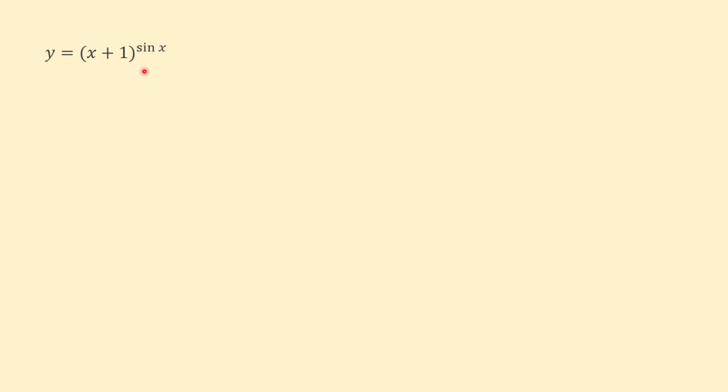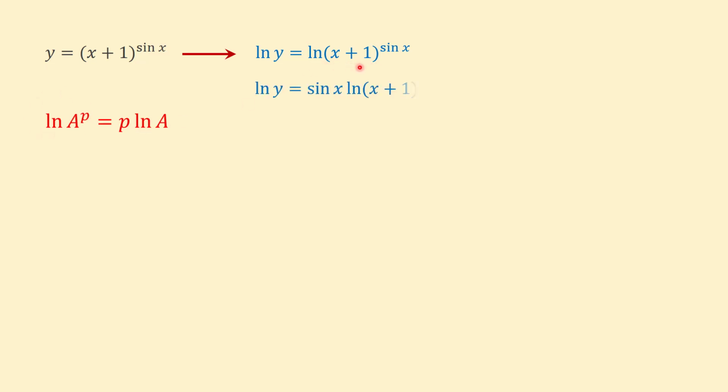So the first step, as usual, is to take ln of both sides of the equation. If we take ln of both sides of the equation, we have ln of y equals ln of x plus 1 to the power of sine of x. Based on this property of ln of any expression to a power, we can bring the power to the front of the ln. We can rewrite the right side of the equation in the following form. ln of y equals sine of x times ln of x plus 1. We bring the power down to the front of ln based on this property of ln.